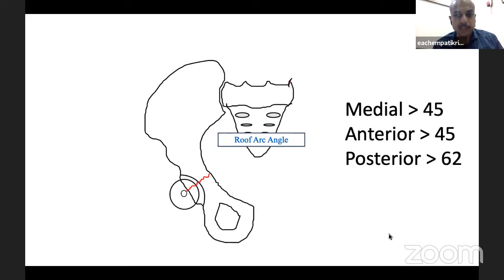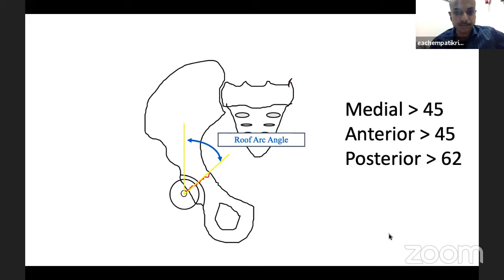So in general, if we want the anterior and the superior weight-bearing area to be intact, the medial roof arc angle must be greater than 45 degrees. And similarly, on the iliac and obturator oblique views, we must have anterior and posterior roof arc angles more than 45 and more than 62 degrees to get good congruity and stability after fixation. So this is the aim of treatment of transverse acetabular fractures. And of course, in some of the cases which have this before surgery, you can consider a non-operative treatment, especially the infratectal ones, as has been suggested previously.